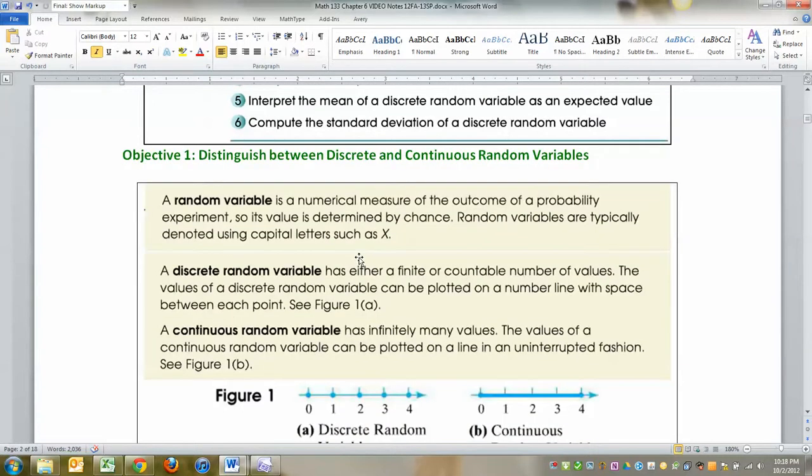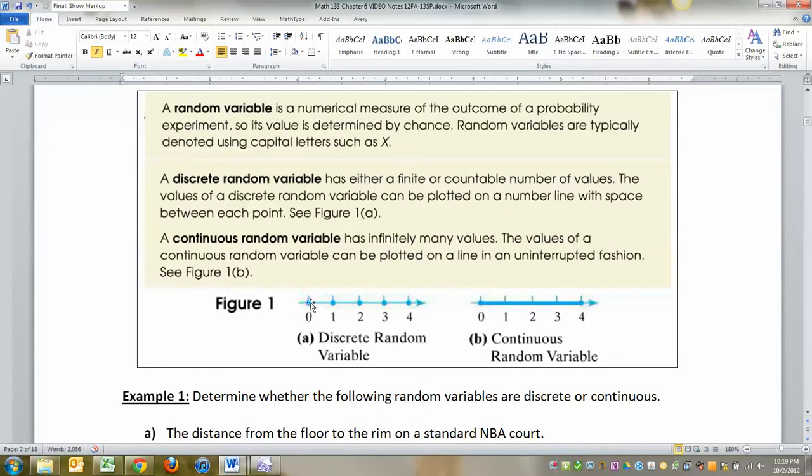A discrete random variable is going to have a finite or countable number of values. In other words, as you can see down here on the graph, you can have the dots, but you can't have the inner spaces in between. It's not possible, for example, to get 2.36 of a basket. You either get 2 baskets or you get 3 baskets. You can't get the middle, right?